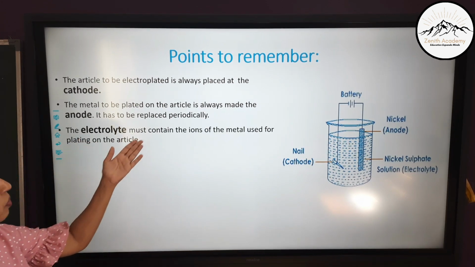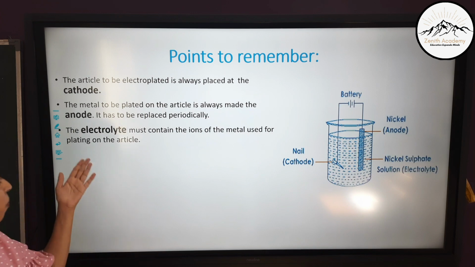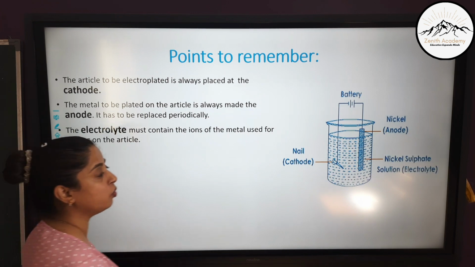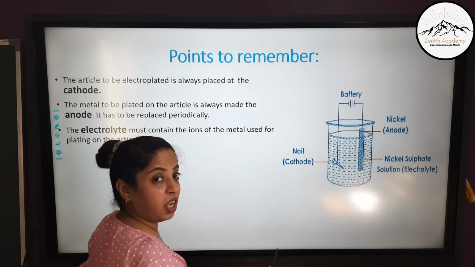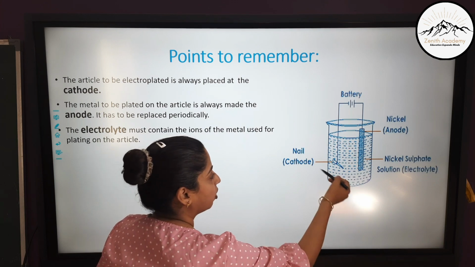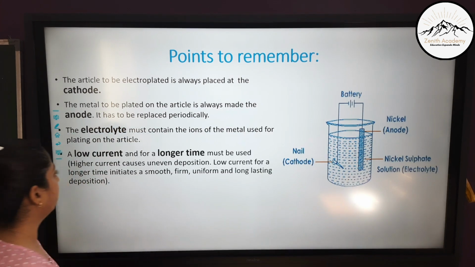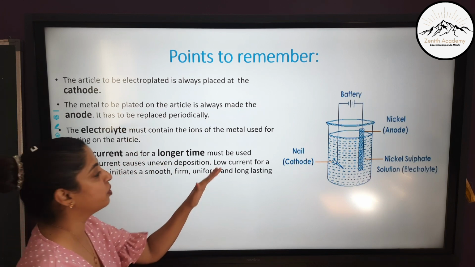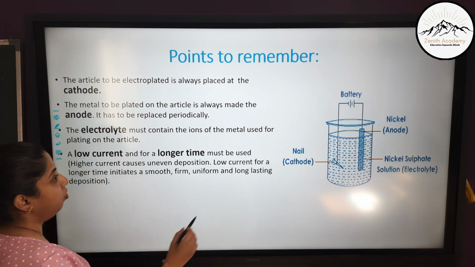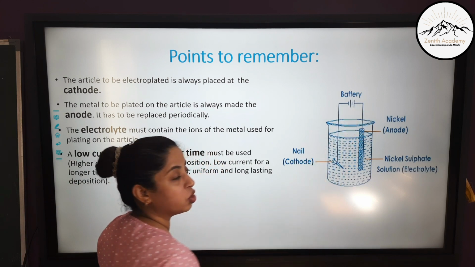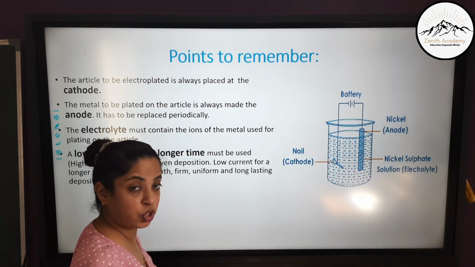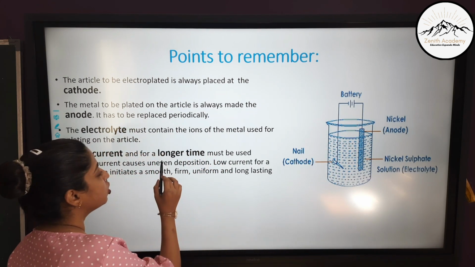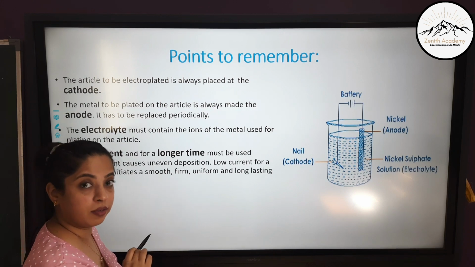Then the electrolyte must contain the ions of the metal used for plating on the article. I already told you, the electrolyte should contain ions of the metal which we want to electroplate. A low current and for a longer time must be used. This current that we are passing should be low in magnitude and should be passed for a prolonged period of time.